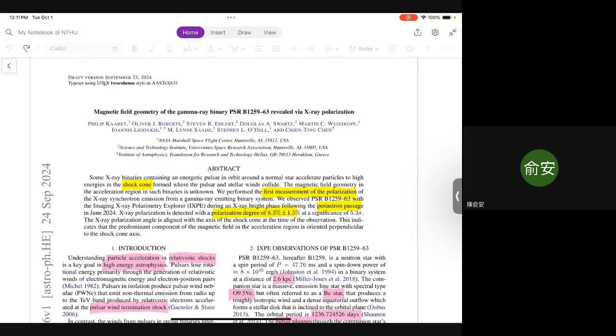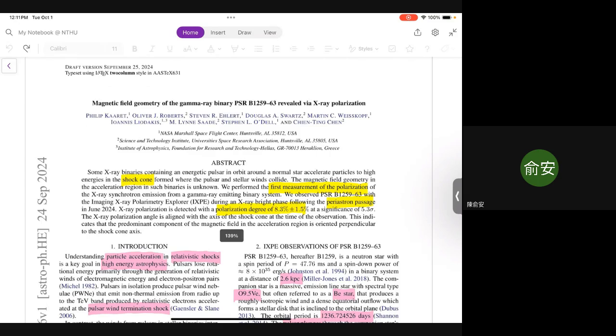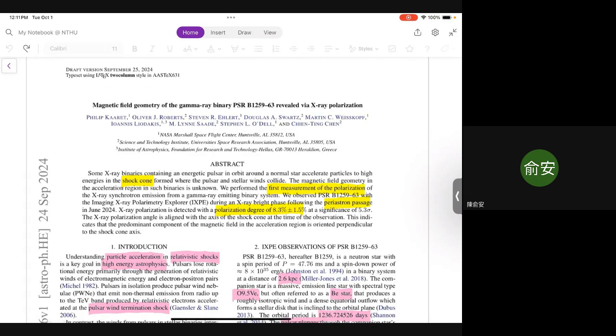Session. So, you guys have heard about IXPE, that's an X-ray imaging polarimetry telescope that was launched in 2019. So, the telescope observed this gamma ray binary. Gamma ray binary means a star in a binary system which normally emits gamma rays, like high energy rays.